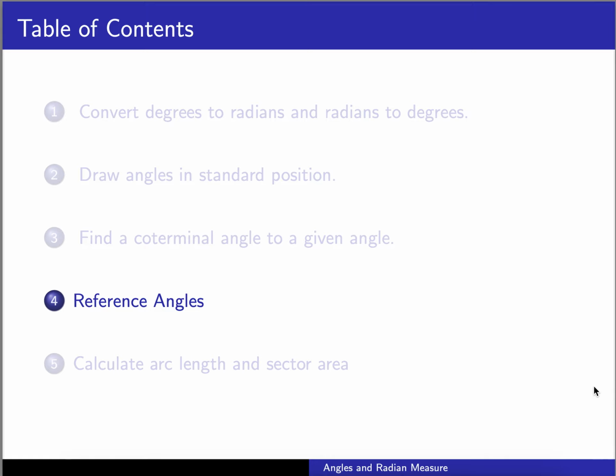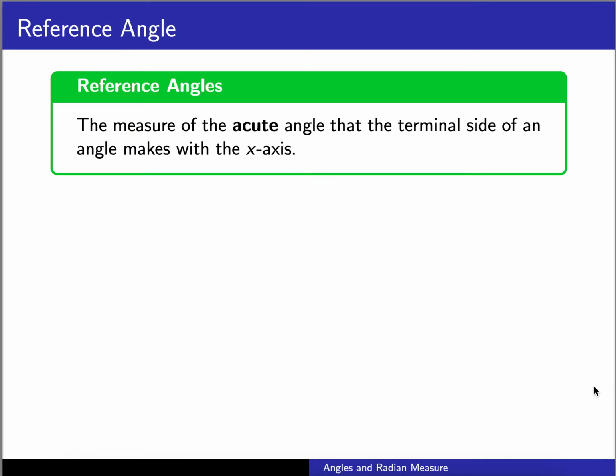All right, in this video, we're going to take a look at how to find reference angles. So a reference angle, if you draw an angle in standard position, your terminal side is going to usually end up in one of the four quadrants. And so the reference angle is the measure of the acute angle. Remember, acute means either between 0 and 90 degrees or with radians between 0 and pi over 2 radians.